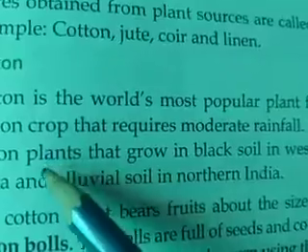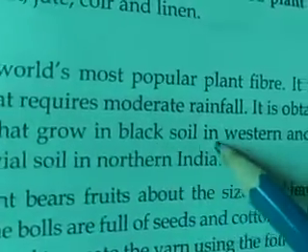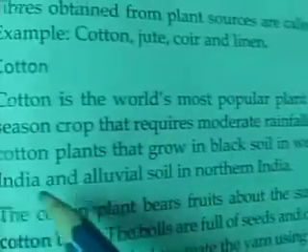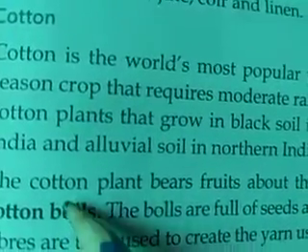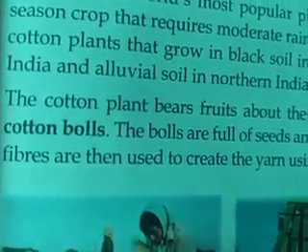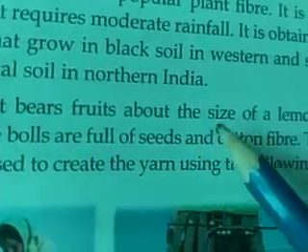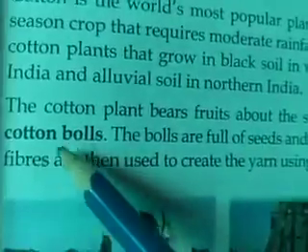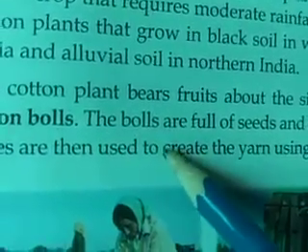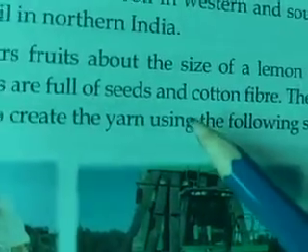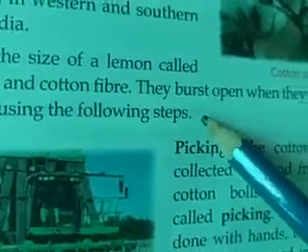It is obtained from cotton plants that grow in black soil in western and southern India and alluvial soil in northern India. The cotton plant bears fruits about the size of a lemon called cotton bolls. So the fruit name is cotton bolls. The bolls are full of seed and cotton fiber. They burst open when they are ripe.